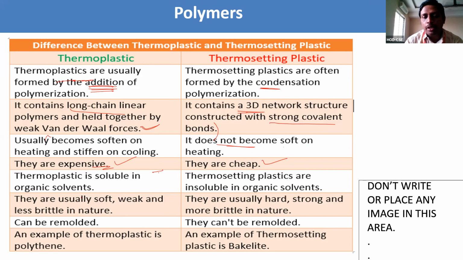Thermoplastics are easily soluble in organic solvents. Thermosetting plastics are insoluble in organic solvents. Thermoplastics are usually soft, weak and less brittle in nature, whereas thermosetting plastics are hard, strong and more brittle in nature.